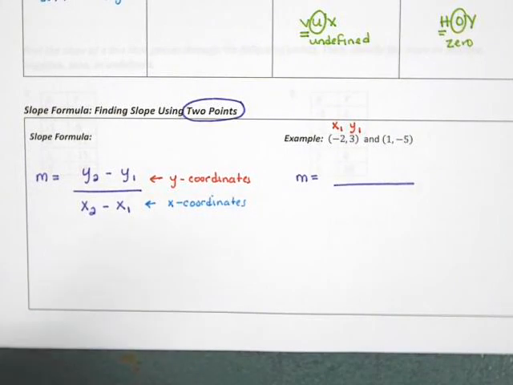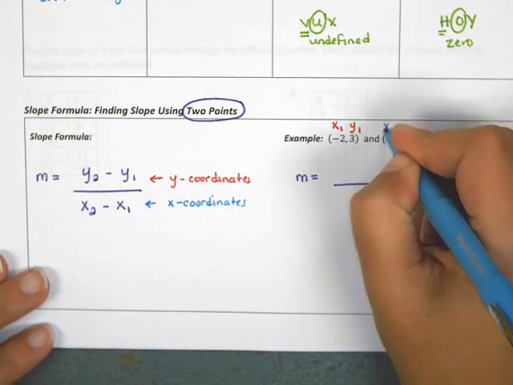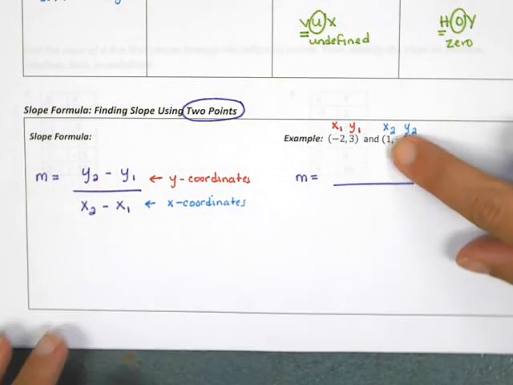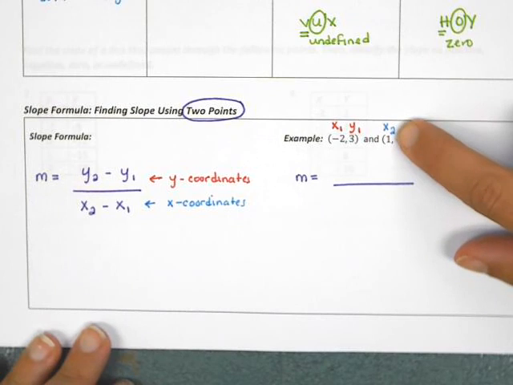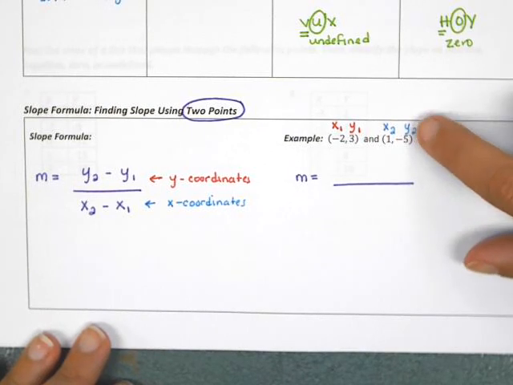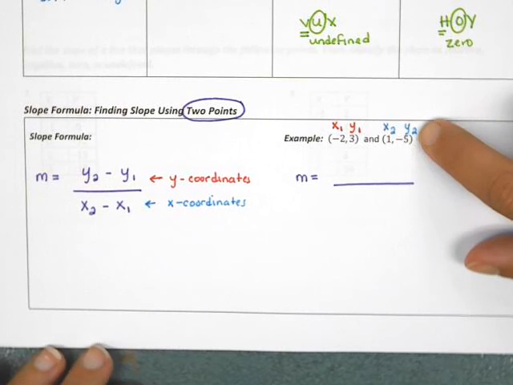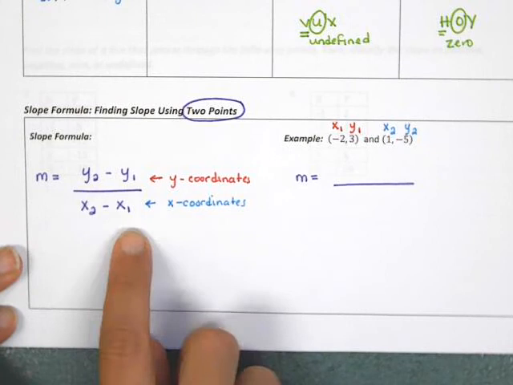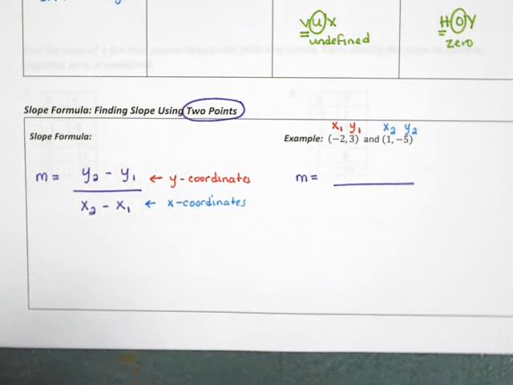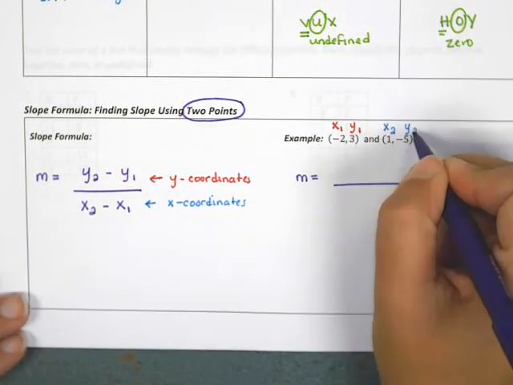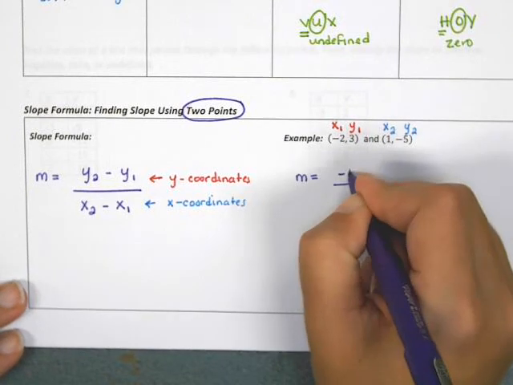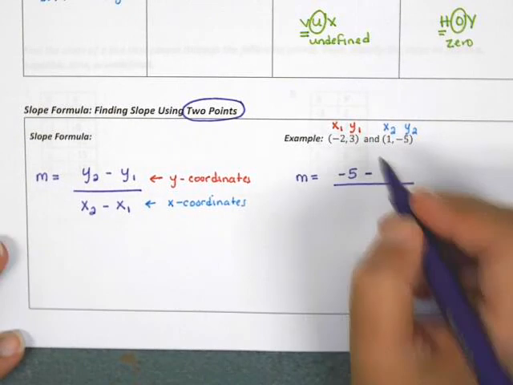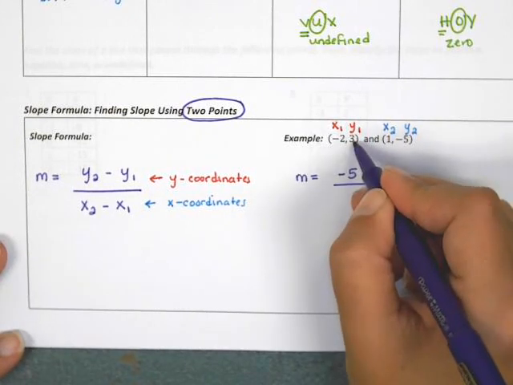In the second ordered pair, I'm going to write x2 and y2, because the first number here would be the x coordinate of the second ordered pair, and the next number would be the y coordinate of the second ordered pair. Now I'm just going to fill those numbers into my formula. The formula starts with y2. If I look at these numbers, y number 2 is -5. Then the formula has a minus, and I'm going to fill in y number 1, which is a 3.